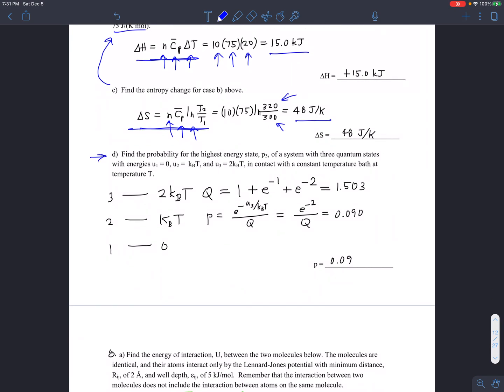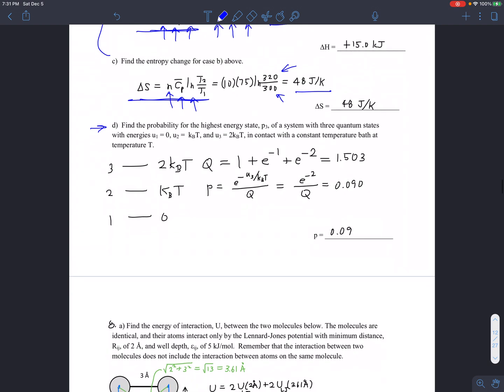The last one's just a little bit more difficult. It says find the probability for the highest energy state, P3, of a system that has just 3 quantum states. The energies of the quantum states are 0, kBT, and 2 kBT, so they have equal spacings again. The first gap is 1 kBT, and the second gap is also 1 kBT. The formula we want to use is P equals e to the minus energy, which is U3 in this case, over kBT, divided by Q.